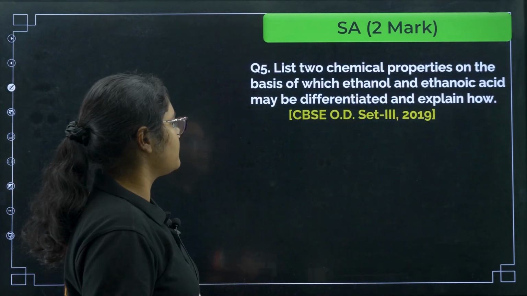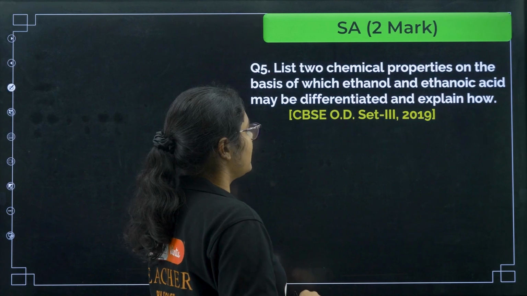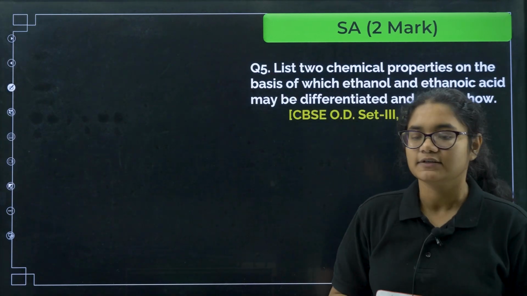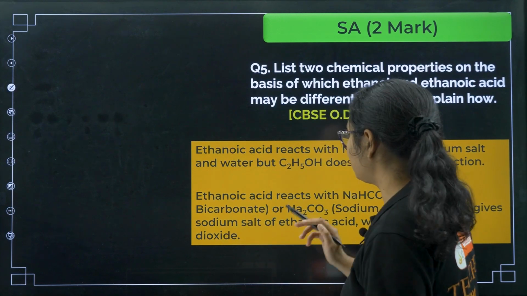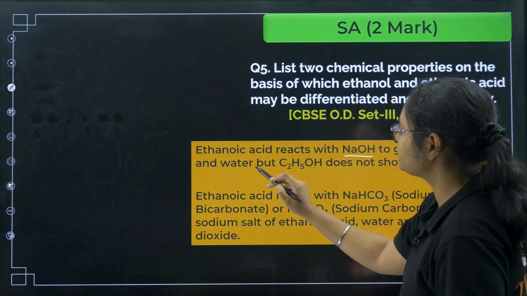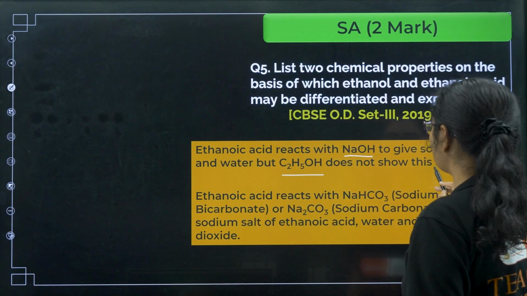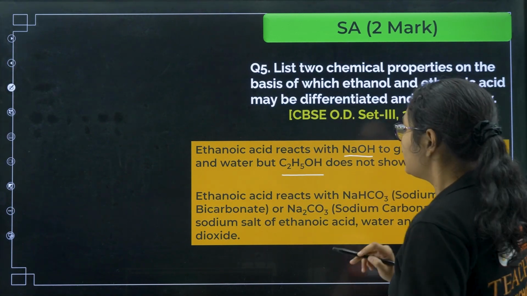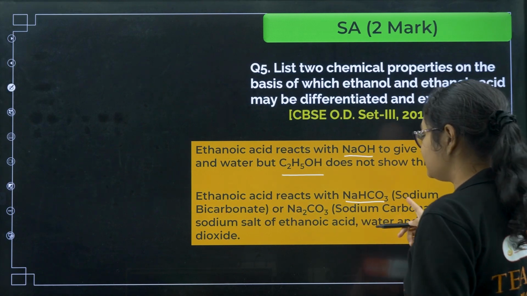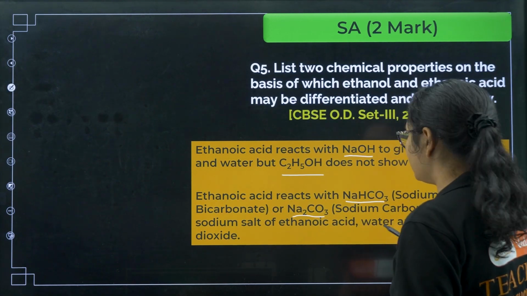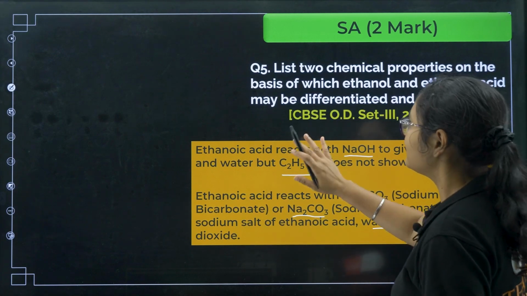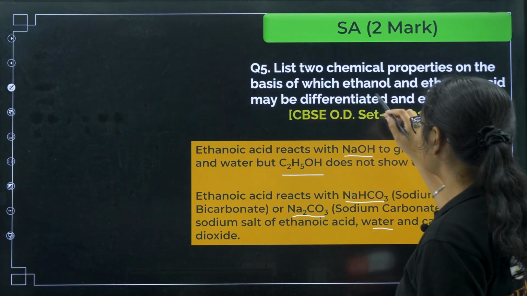List 2 chemical properties on the basis of which ethanol and ethanoic acid may be differentiated, and explain how. So first of all, ethanoic acid reacts with sodium hydroxide to give you sodium salt and water, but ethanol does not show this reaction. Next, ethanoic acid reacts with sodium carbonate or sodium bicarbonate, NaHCO3, and gives sodium salt of ethanoic acid, water and carbon dioxide, but that is not found in ethanol.